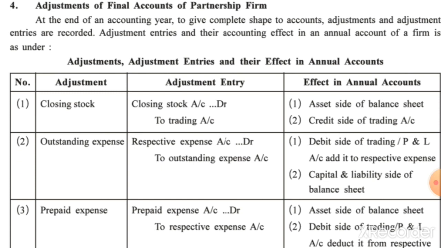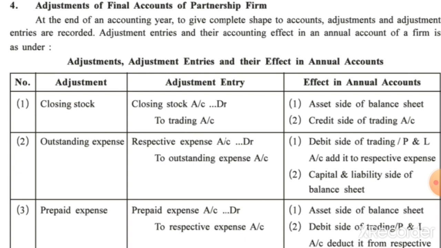So here the adjustments together with their effect in annual accounts that is given to you. So let's have a glance. Total there are 33 adjustment entries effect that has been given to you in your textbook. So just refer to the textbook together with this video lecture.